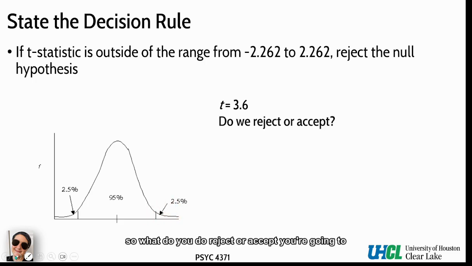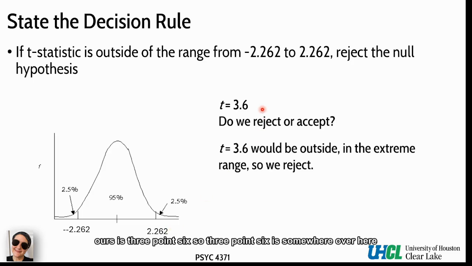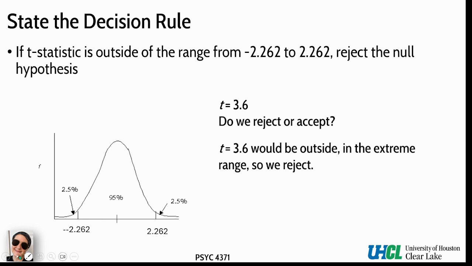So what do we do? Reject or accept? You're going to notice it's outside that extreme range, so we reject our null. There's your 2.262. Ours is 3.6, so 3.6 is somewhere over here. We reject the null. There was a significant difference between cramming and incremental studying.